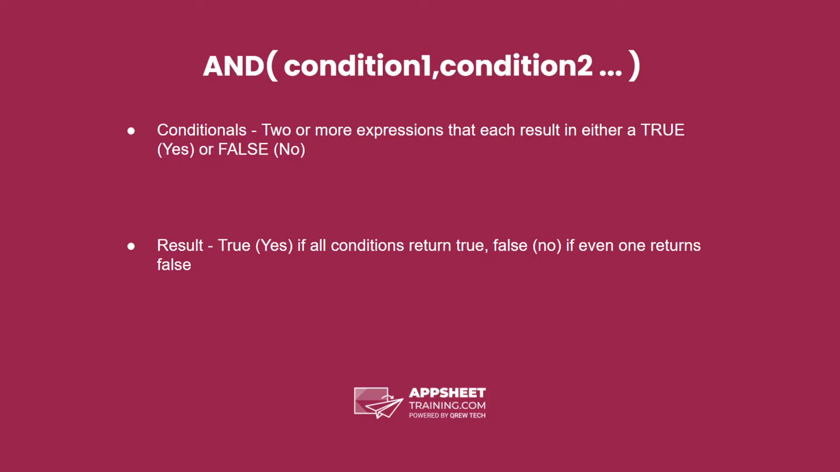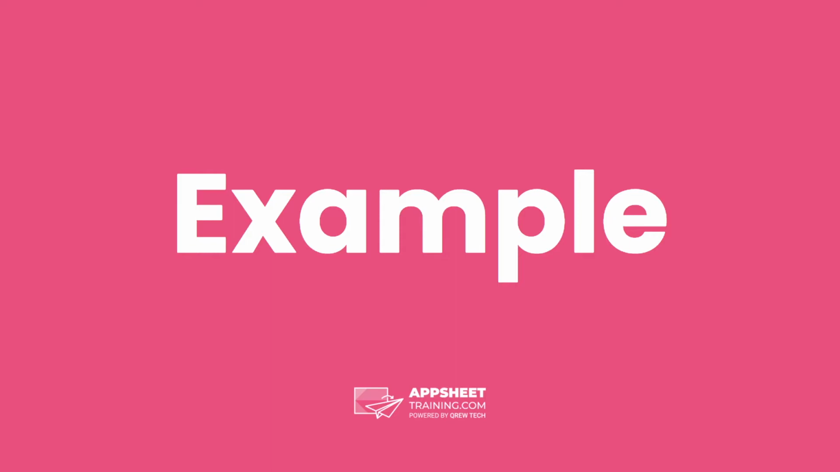These can be expressions, but each one has to evaluate to either true, yes, or false, no. The result is true if all of the conditions return true, and false if even one returns false. Let's look at a simple example.